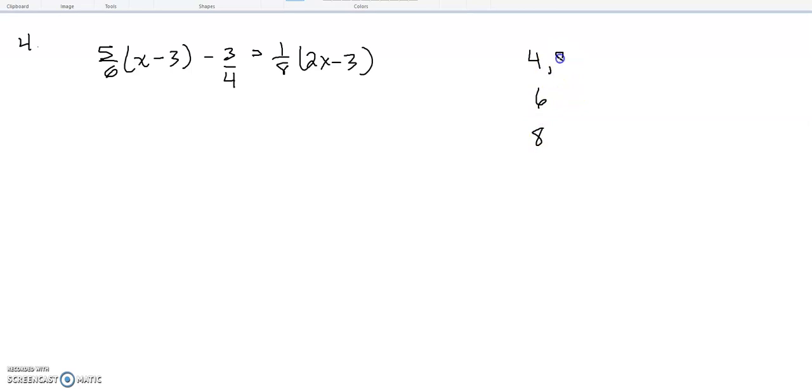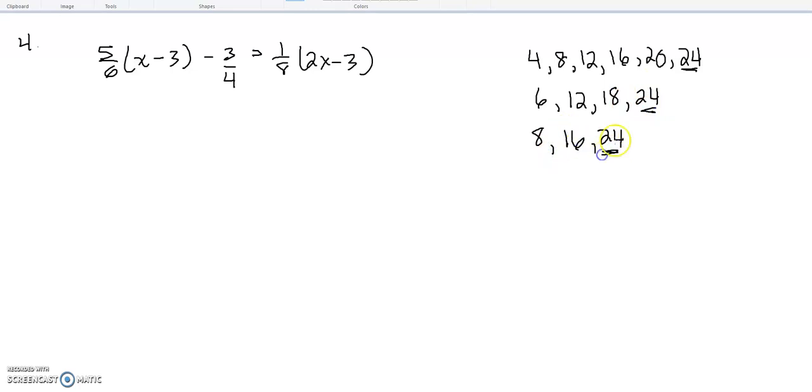If you just count by multiples of each until we find a common number, you'll see that 24 appears on both lists. 6, 12, 18, and then 24, and then 8, 16, and 24, counting by 8s. So 24 appears on all 3 lists. That means if we multiply both sides by 24, all the fractions should disappear.